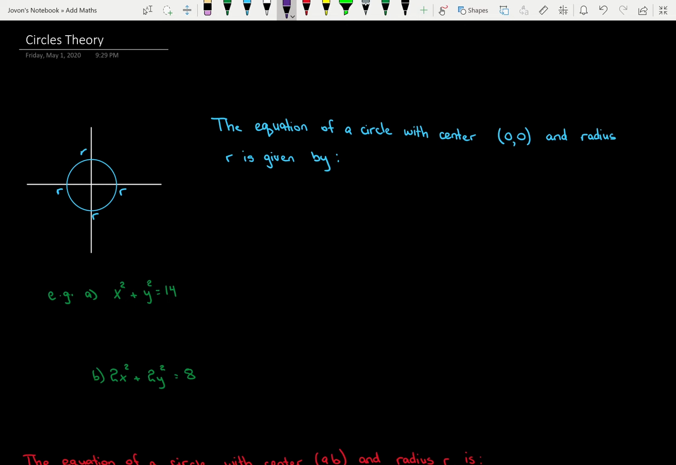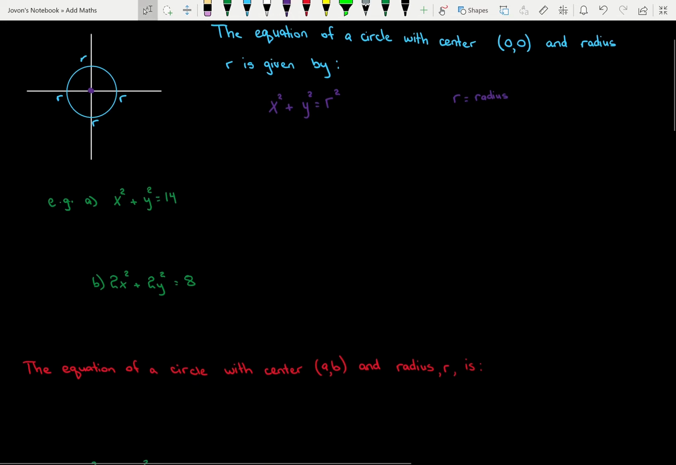So, the equation of a circle with center 0, 0 and radius r is given by the equation x squared plus y squared is equal to r squared, where r represents the radius. So, if the center is 0, 0, if the center is the origin of the graph, which would be here, it is given by the equation x squared plus y squared is equal to r squared.